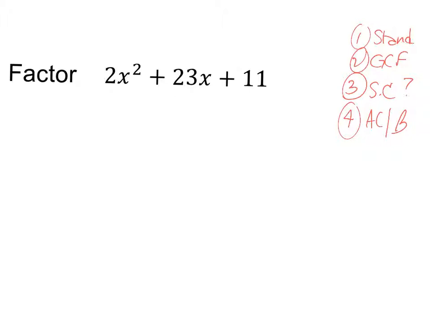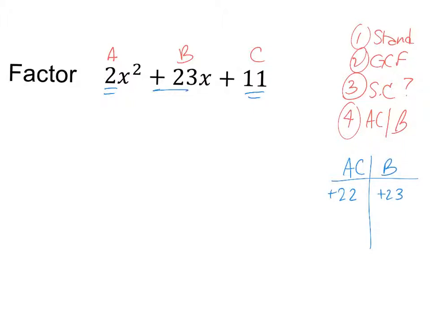How come I have to do ACB with this one and not with the other ones? Because you have a coefficient on A. Yes. Because the A is 2. So I am looking for numbers that multiply to 22, because 2 times 11 is 22, positive, that add to positive 23. Positive 22 and positive 1.